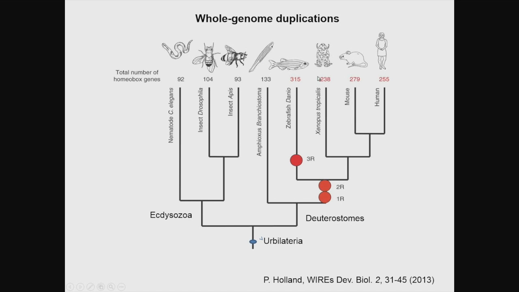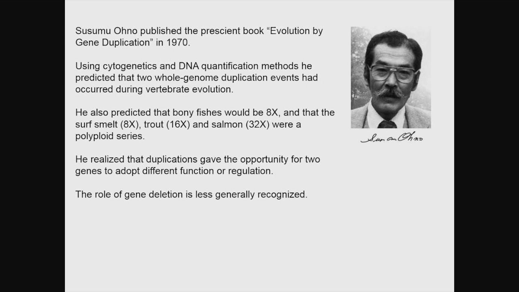And in fact, in the fish, most bony fishes, teleosts, have had a third duplication, so they have 8 copies for each gene. And this was in fact predicted by Susumu Ohno in 1970 based on chromosome studies. So he just used observation and DNA quantification, and he predicted that there would have been these duplications in the human genome.